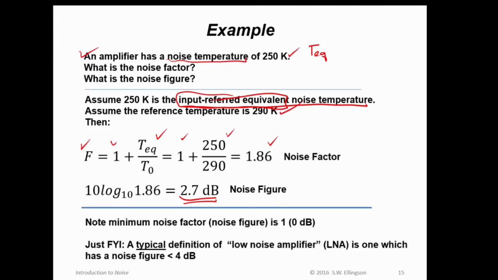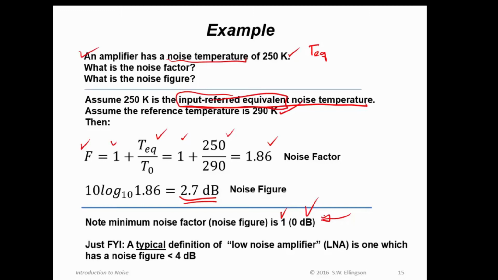Now note that the minimum noise factor, or minimum noise figure, depending on how you think about it, is 1 in linear units or 0 in dB. This is one way you can check your work. If you find a noise factor which is negative in dB or which is less than 1 in linear units, you know something has gone wrong.